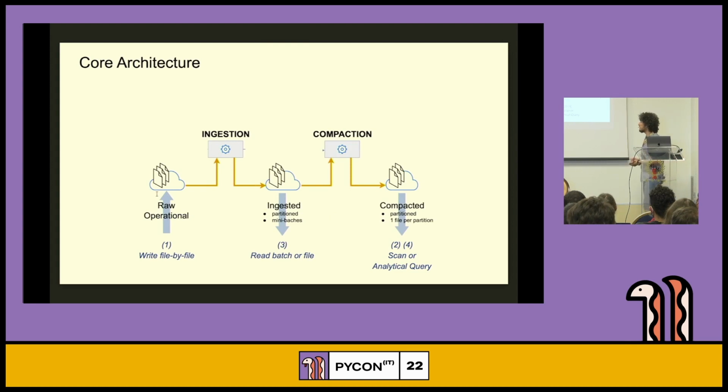Okay, so we end up with basically three versions of the dataset. The raw data that is saved by the operational source, the ingested one that is partitioned but with a high granularity, and that compacted version. The ingested one is good for retrieving a single file quickly because we already have the same granularity of the operational data.